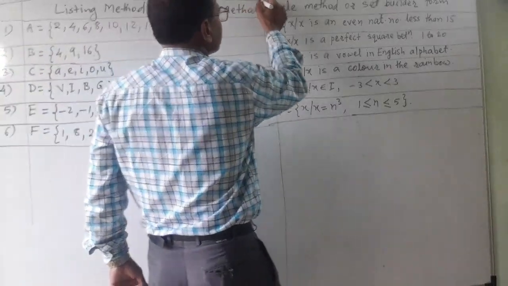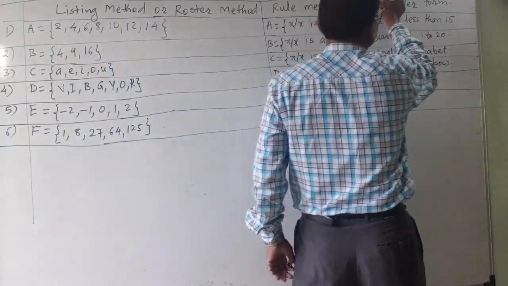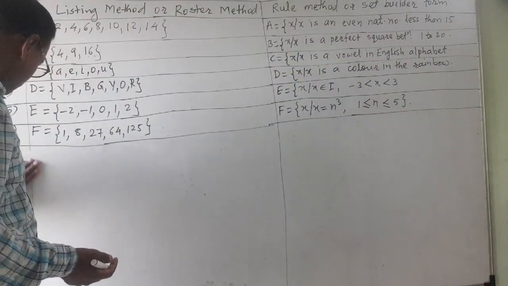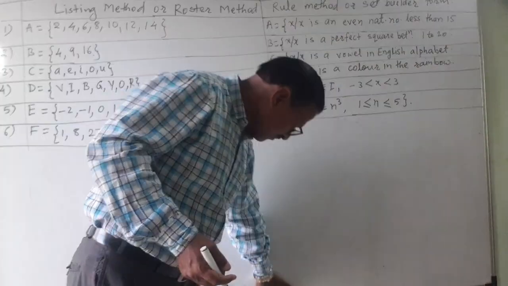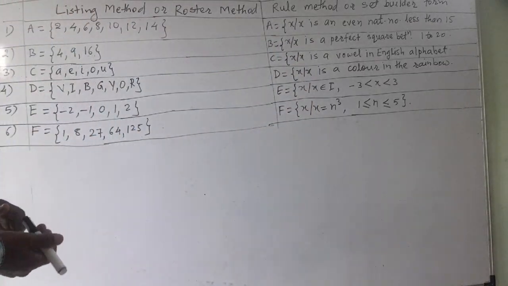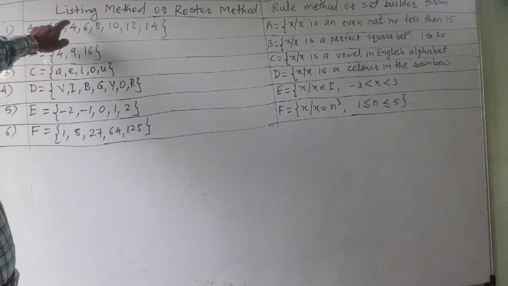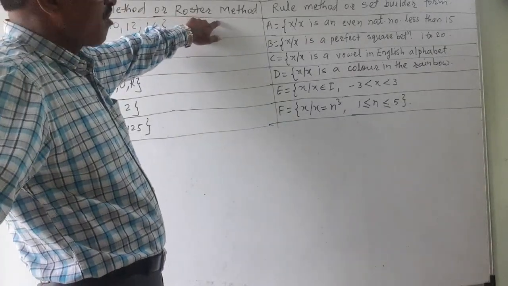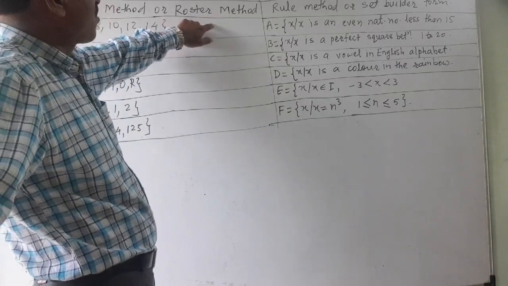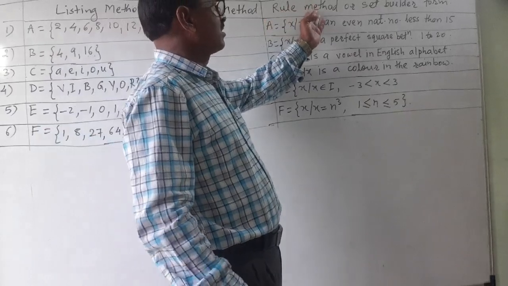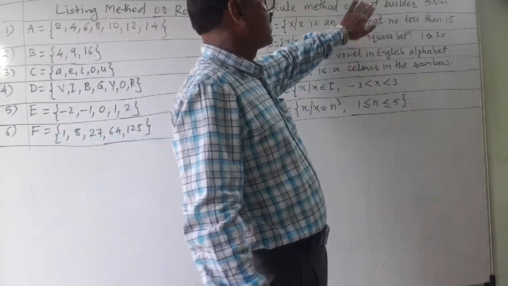Standard 9, please pay attention to this. Some of the examples I have taken, we have discussed about the different ways of writing the sets. Listing method, or it is called as the roster method or roster form. And another method is rule method, or that is also called as set builder form.